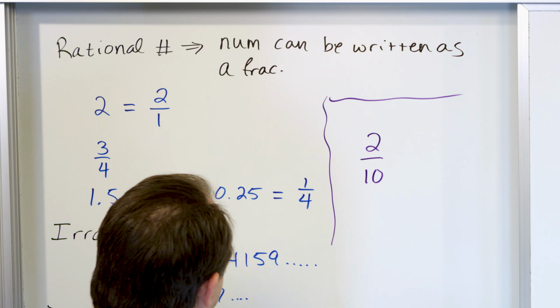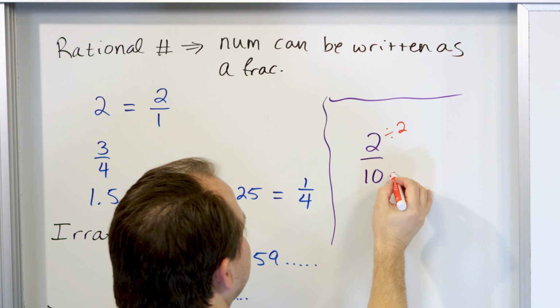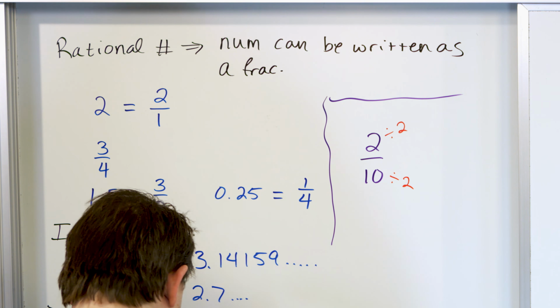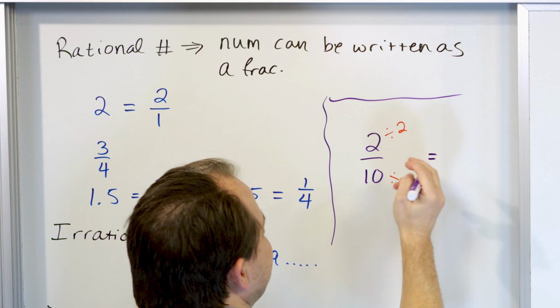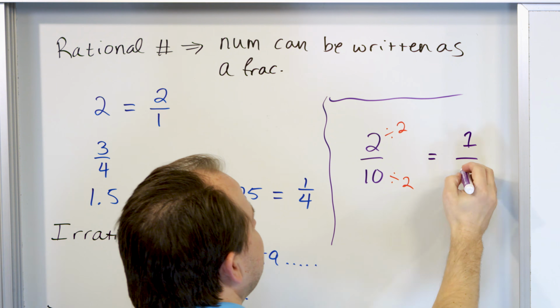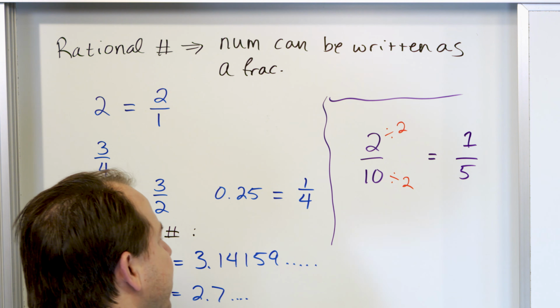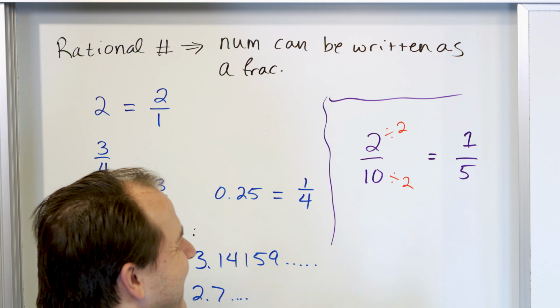So what we look at is we say, well, we can divide the top by 2, but if we do that, we must also divide the bottom by 2. As long as we're doing the same thing to the top and bottom, then it doesn't change the meaning of the fraction. So 2 divided by 2 is 1, and 10 divided by 2 is 5. So even though 2/10 looks very different than 1/5, they actually represent the same thing.